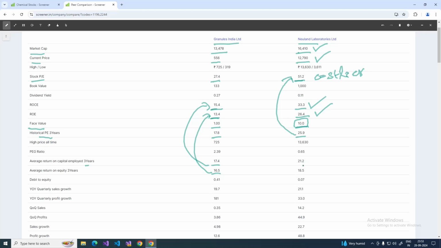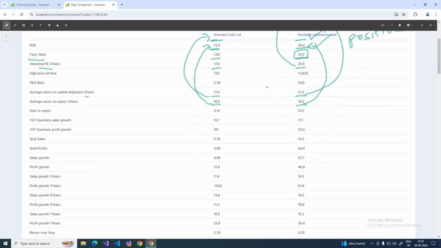So 3 years ROCE is 21.2, current is 33.3. So this is a positive point. And ROE, 3 years is 18.5, current is 26.4. So this is a positive point. These are positive.